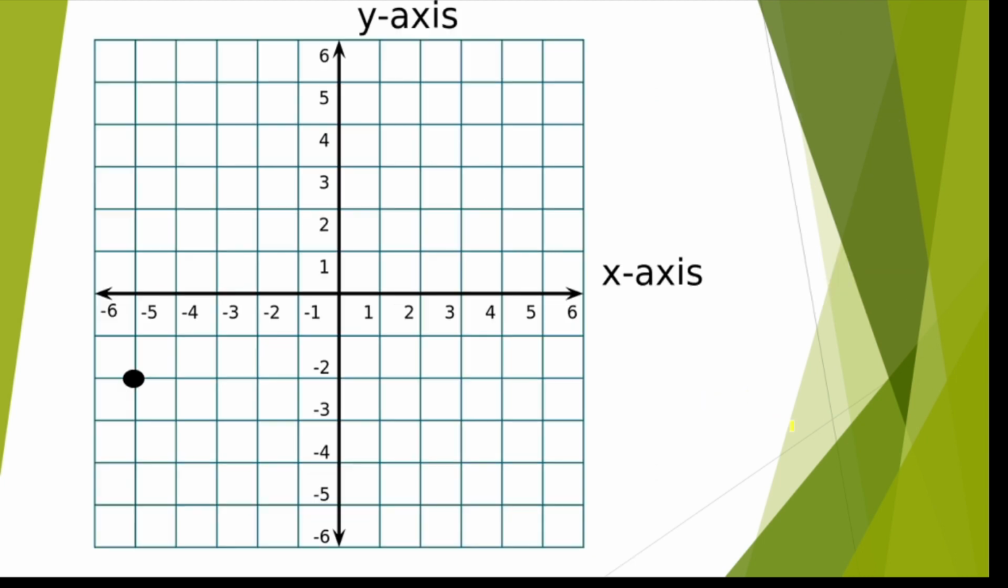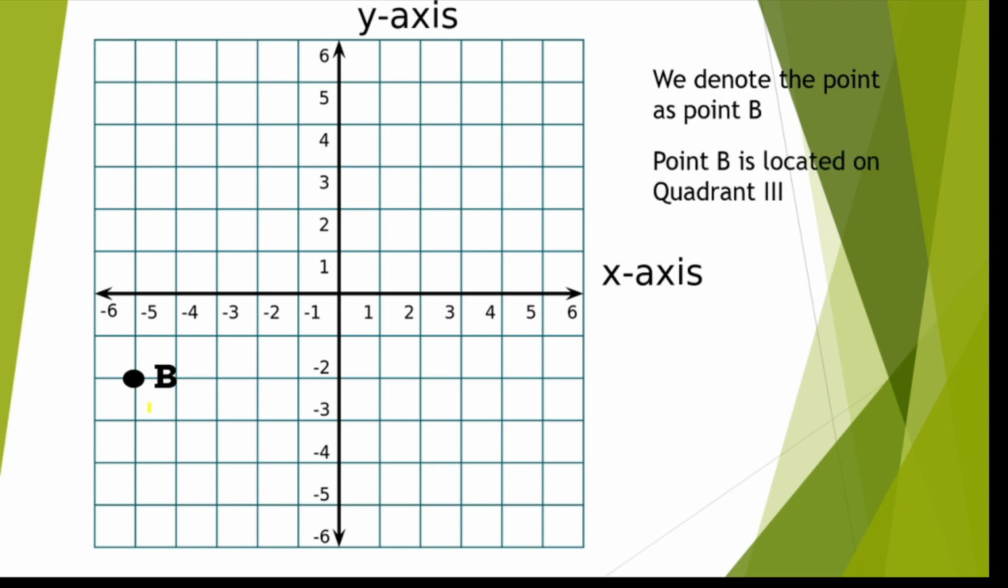Next example. We have here a point. We denote the point as point B. Now, point B is located on quadrant 3. Point B is 5 units on the left side of the origin. So this is our origin. We have negative 1, negative 2, negative 3, negative 4, negative 5. So that is negative 5 from the left side of the origin.